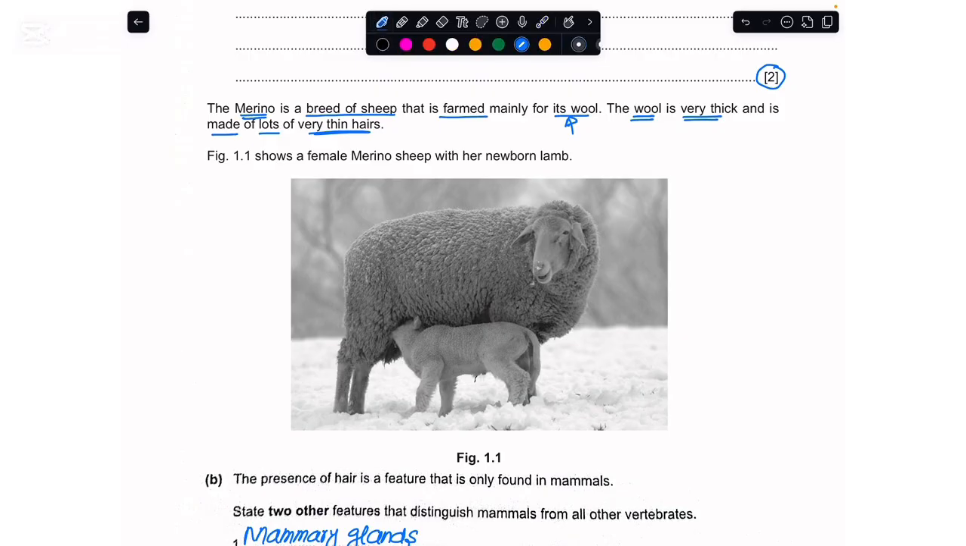They say that figure 1.1, which we have given you here, shows a female merino sheep, and she has her newborn lamb. You see, this is feeding actually.